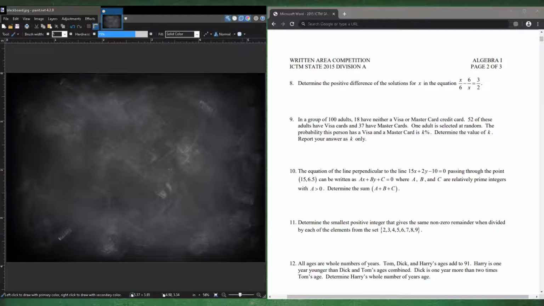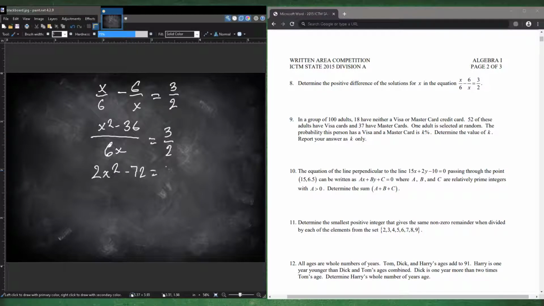Okay, number 8. Determine the positive difference of the solutions for x over 6 minus 6 over x equals 3 over 2. Okay, so we need to get the same denominator, so this becomes x squared minus 36 over 6x equals 3 over 2. So then we just need to cross multiply, so that's 2x squared minus 72 is equal to 18x. They're all even, so we could divide by 2, so x squared minus 36 equals 9x.